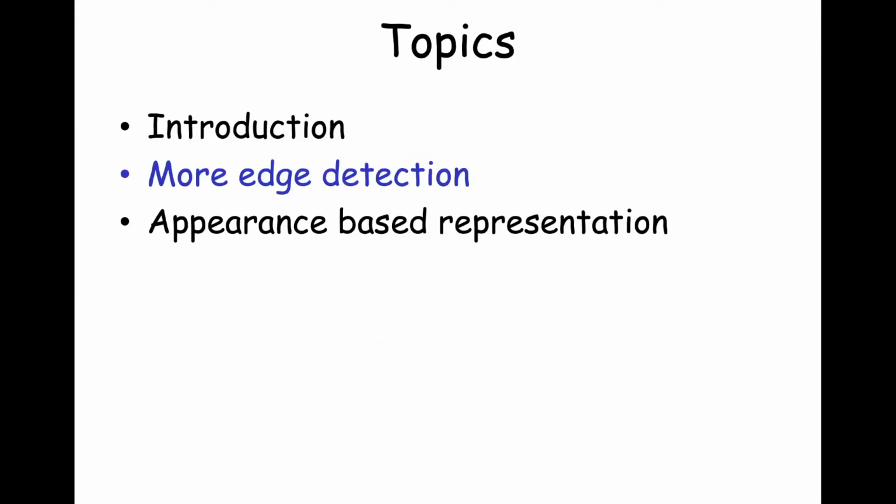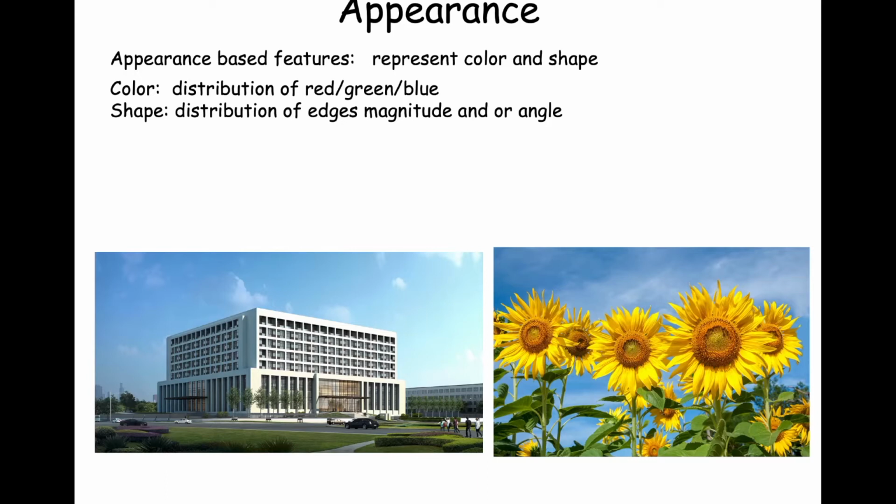Okay, so let's take a look at additional representation for appearance. More generally, appearance-based features represent the color of the objects depicted in the image, as well as the shape for the objects depicted in the image. Let's take a look at this image of a building. Now, if we were to look at the color, well, we see some greens for the grass and the shrubbery. We see the blue for the sky with a little bit of white for the clouds. And then the building itself is mostly gray, different shades of gray.